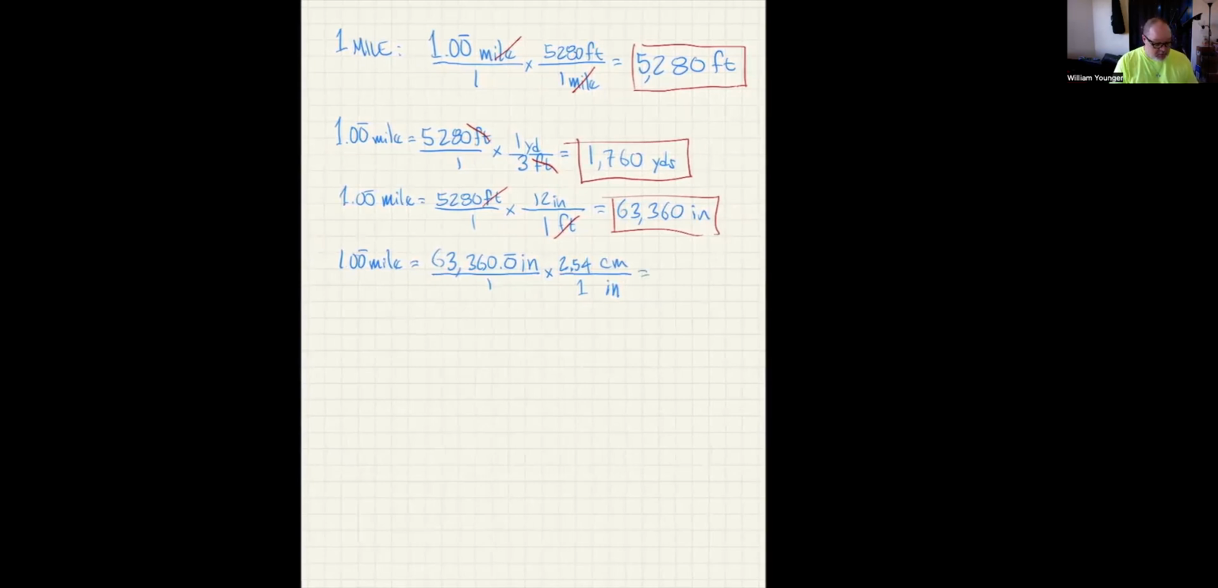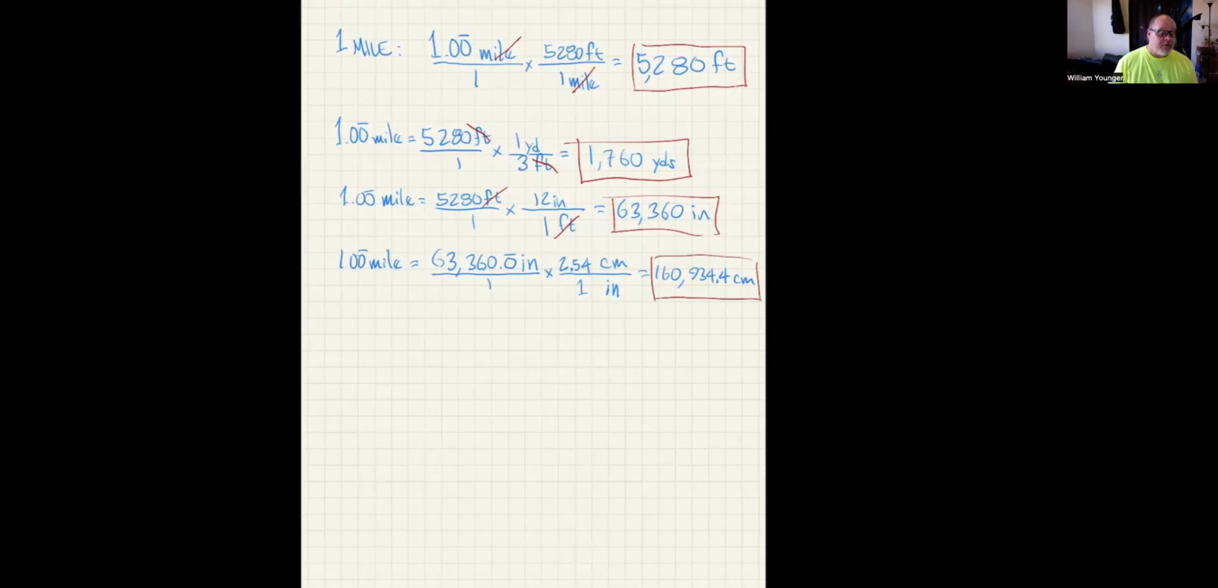So now I just take this number and multiply by 2.54. And we see that 1 mile is in fact 160,934.4 centimeters. And in actuality, that's to any number of sig figs we want. The rest of the sig figs, of course, would be 0 beyond that 4 after the decimal place. So again, that's an exact figure for the number of centimeters in a mile.